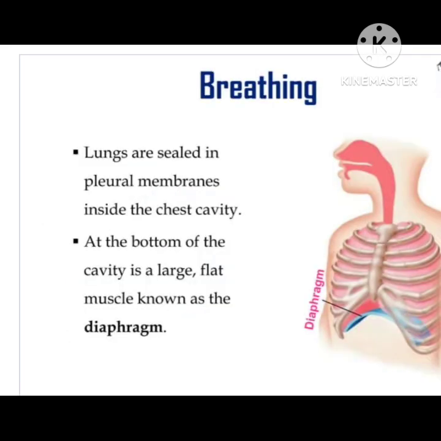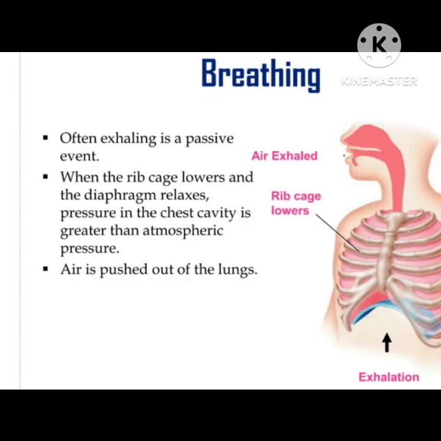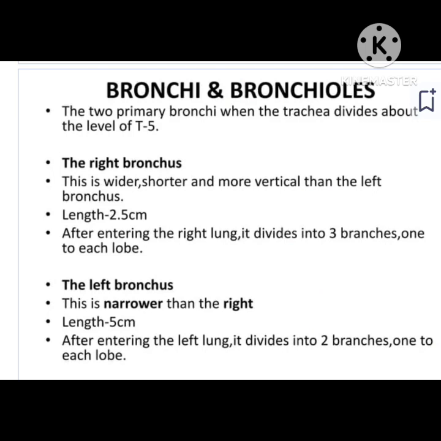For breathing, the lungs are sealed in the pleural membrane inside the chest cavity, and at the bottom of the cavity is a large flat muscle, the diaphragm. During inhalation the diaphragm contracts and the rib cage rises up, expanding the volume of the chest cavity. Exhaling is a passive event, and air is pushed out of the lungs.